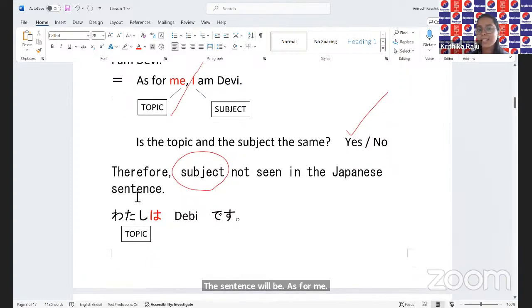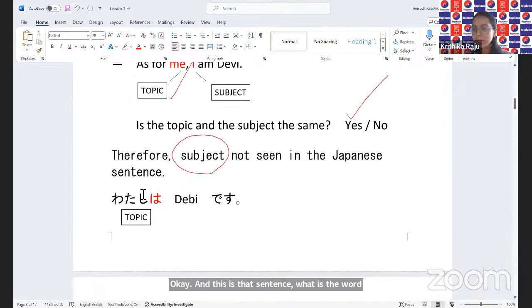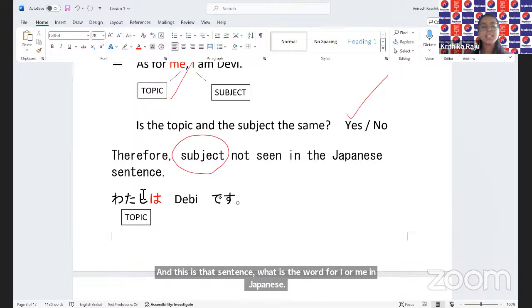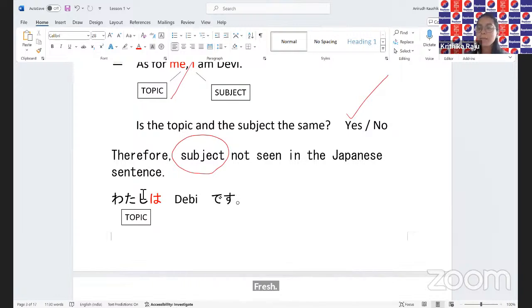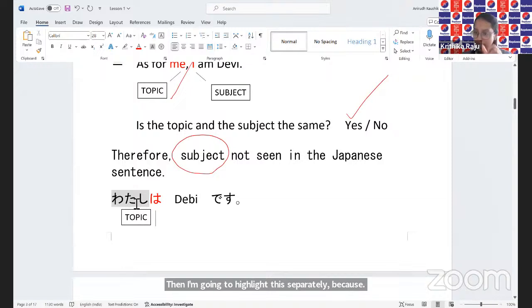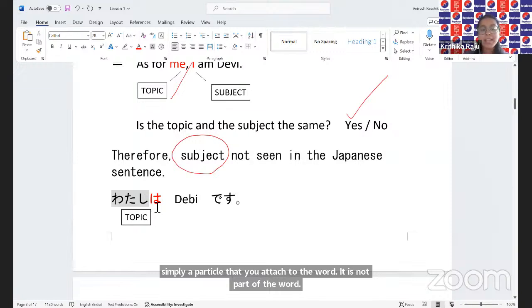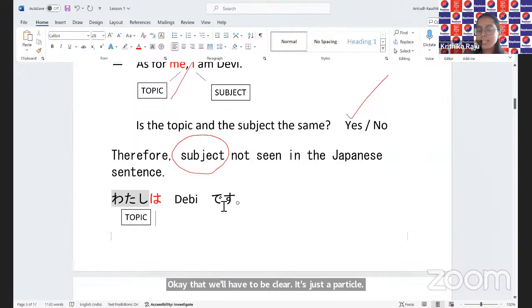Okay, and this is that sentence. What is the word for I or me in Japanese? Watashi. Watashi is the topic in this sentence, so it will be marked by the topic marker wa. So this reads Watashi wa. Now I'm going to highlight this separately because you have to remember watashi is a separate word. Wa is simply a particle that you attach to the word. It is not part of the word. That will have to be clear. Watashi wa Debi desu.